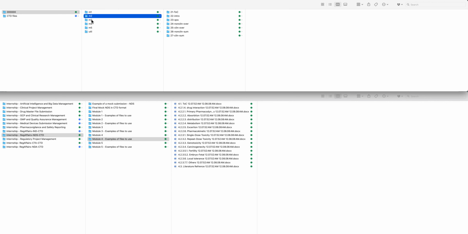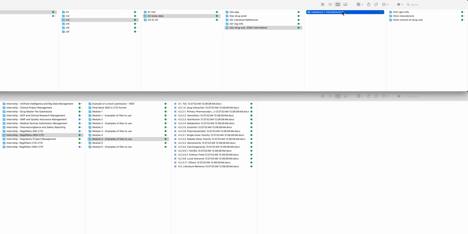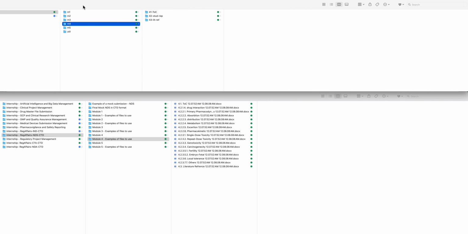And then we also looked into module 3 based on the ICH M4 guideline, where I showed you all of the different components in each of these different modules. And then we looked into the content of those files as well. So today we're going to look into module 4 of the CTD or Common Technical Document as per ICH M4.